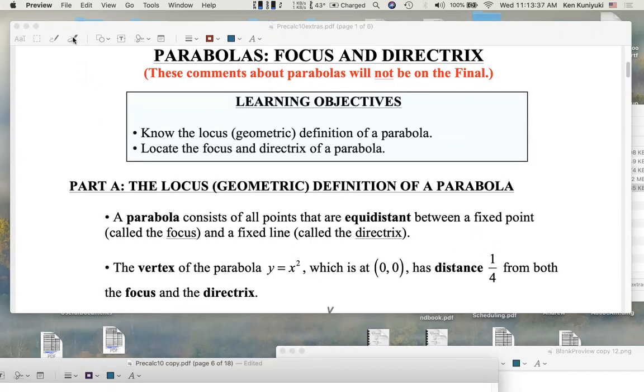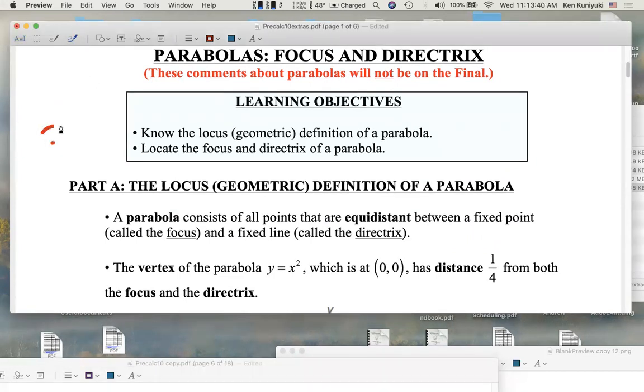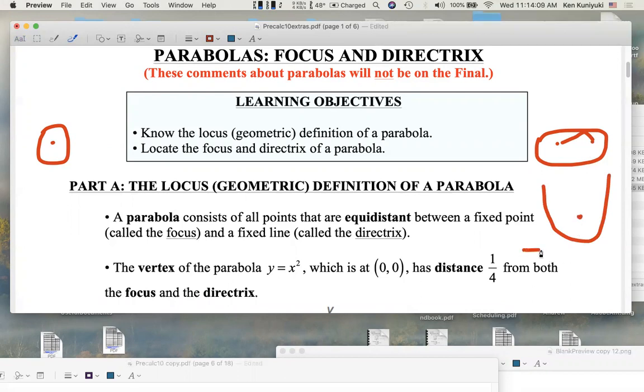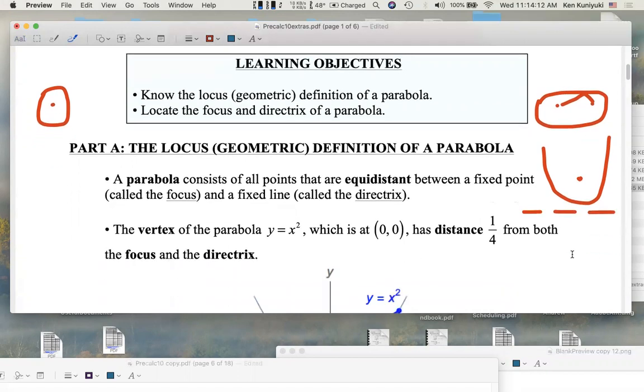Before we've talked about the locus definition of a circle, a set of points equidistant from a fixed point called the center, and the locus definition of an ellipse, where we consider the set of points whose sum of distances from two fixed points called foci remains the same, a constant. But what's the locus or geometric definition of a parabola? Now, an ellipse had two foci. A parabola has one focus. And we also need to talk about another line called a directrix.